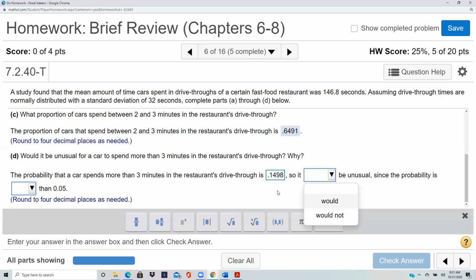So is it unusual? No. It's more than 5%. Okay, so it's not unusual because it is greater than 0.05.